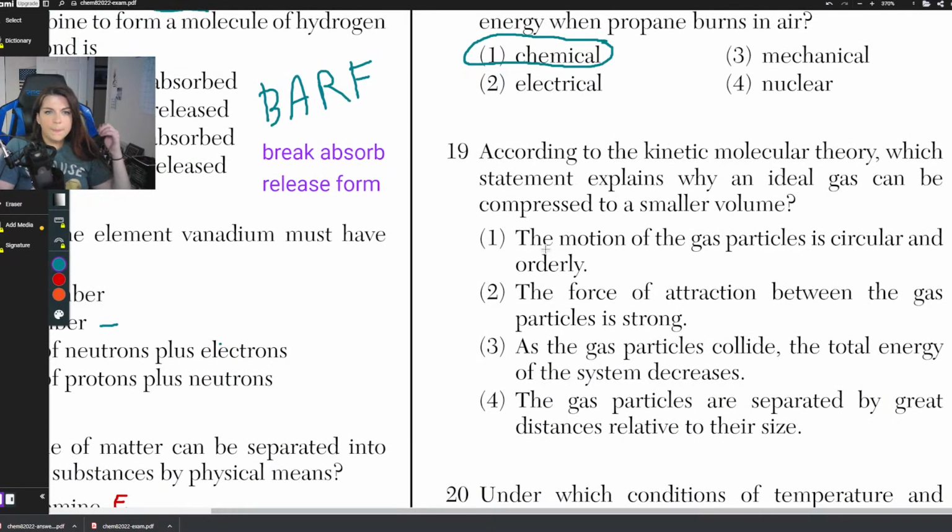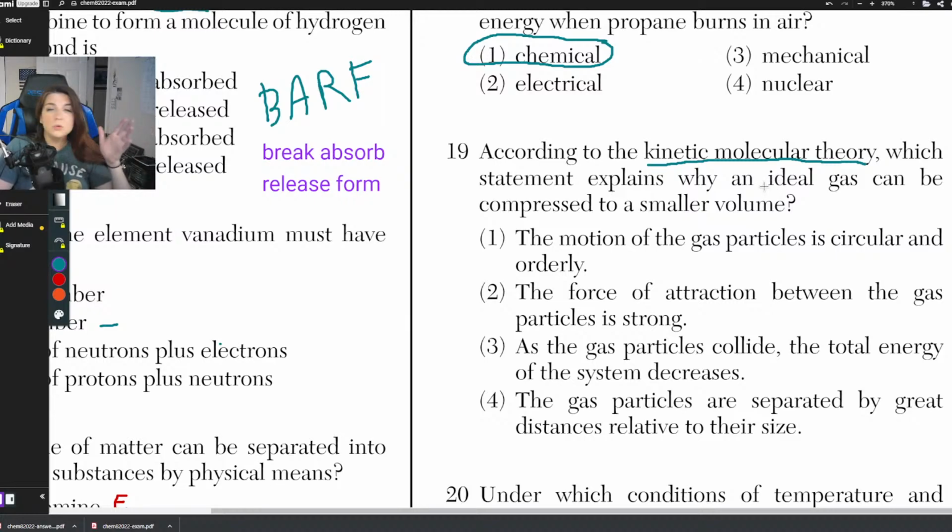Moving to 19, this is a great vocabulary term. Again, a whole video on this channel on this. Kinetic molecular theory. Which statement best describes why an ideal gas can be compressed to a smaller volume? The kinetic molecular theory has 6 rules that describe how ideal gases work. Ideal gases don't actually exist. We talk about ideal gases because the math is a lot easier when we allow for ideal gases. And it's not far off enough from what it actually is for it to matter.